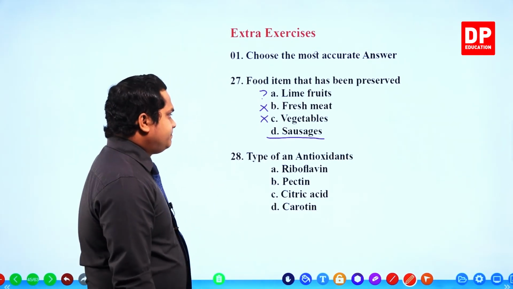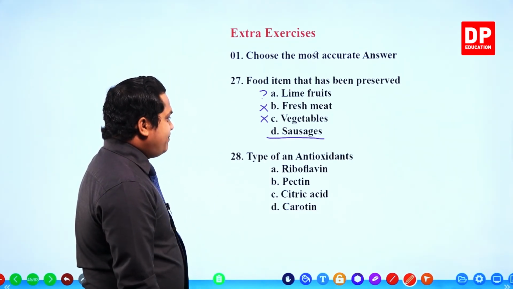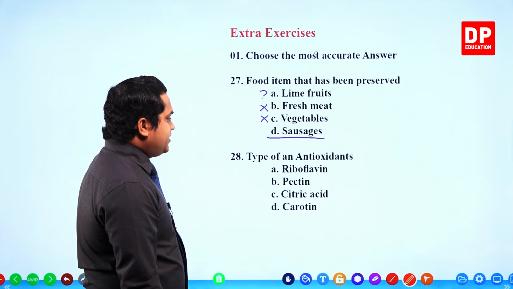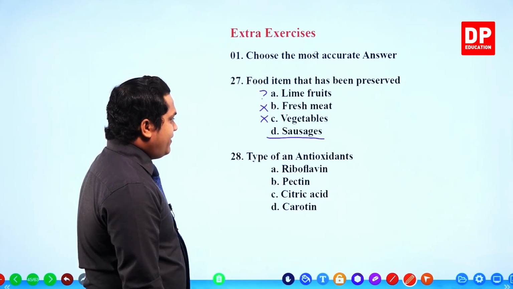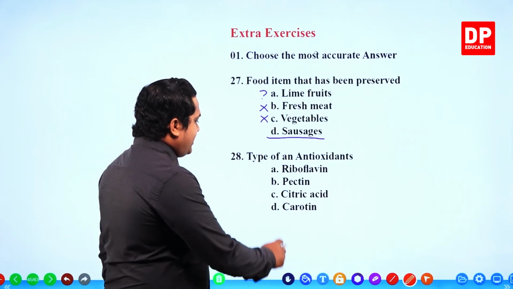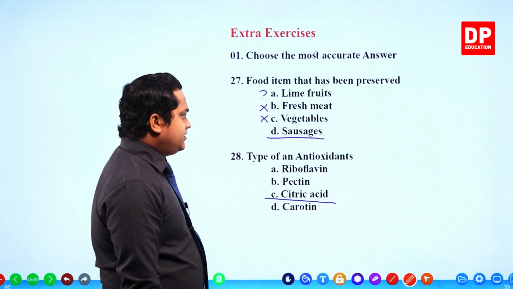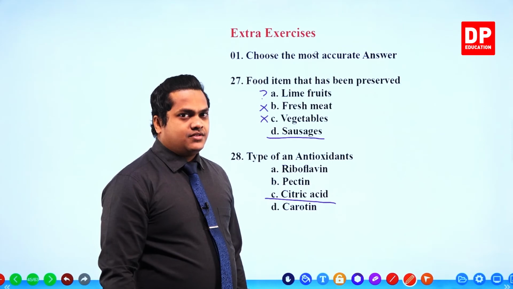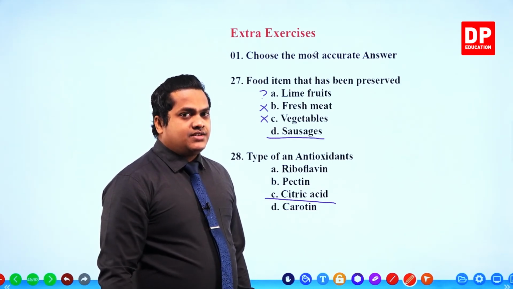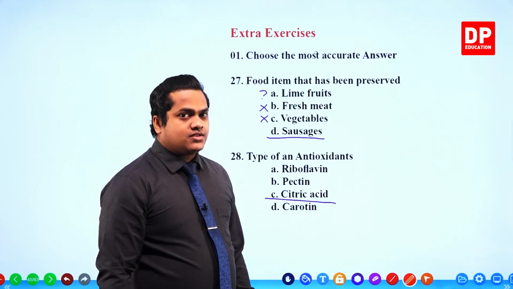Right then. A type of an antioxidant. Riboflavin, pectin, citric acid. Citric acid should be the answer. Right? Citric acid is an antioxidant.